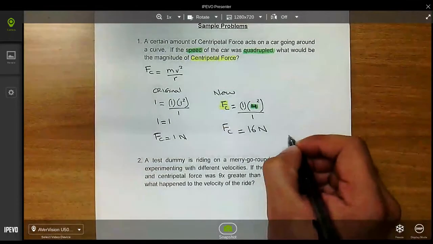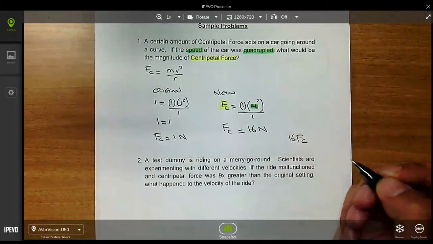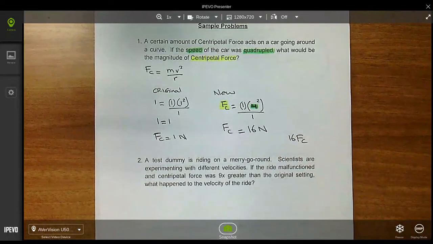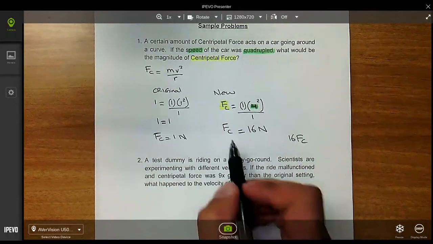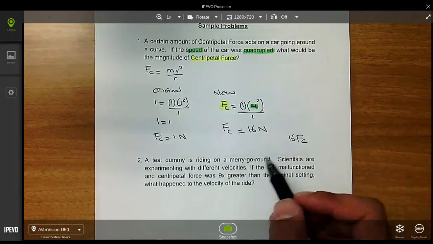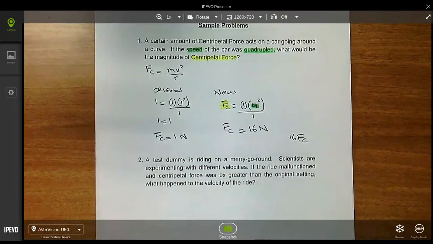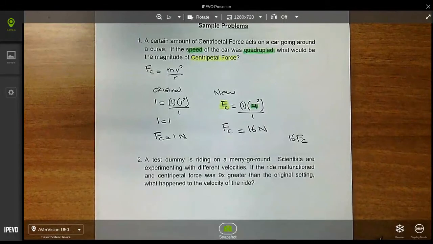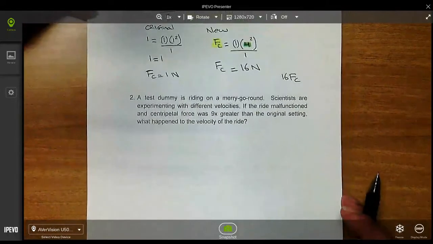Or you could also say 16 Fc, 16 times the centripetal force, because we technically don't know what the actual value of that centripetal force is. So all of these are correct answers, as it is 16 newtons, or 16 times the original force, or 16 times greater than the original force. So that's number one, fairly easy when you use the trick.